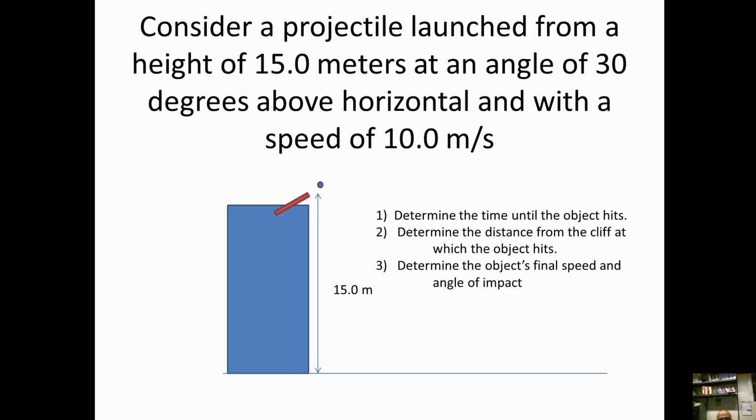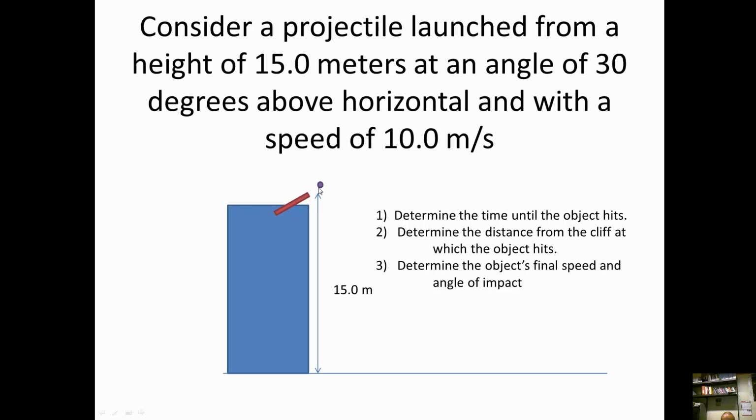So here's the problem statement. Imagine that you're on the top of a 15-meter tall building, let's say, and that you're launching a projectile at an angle of 30 degrees above the horizontal. As you can see, this launcher here is angled 30 degrees above. This angle from the horizontal is 30 degrees. And the initial speed of the object, which is this little ball here, is 10 meters per second.